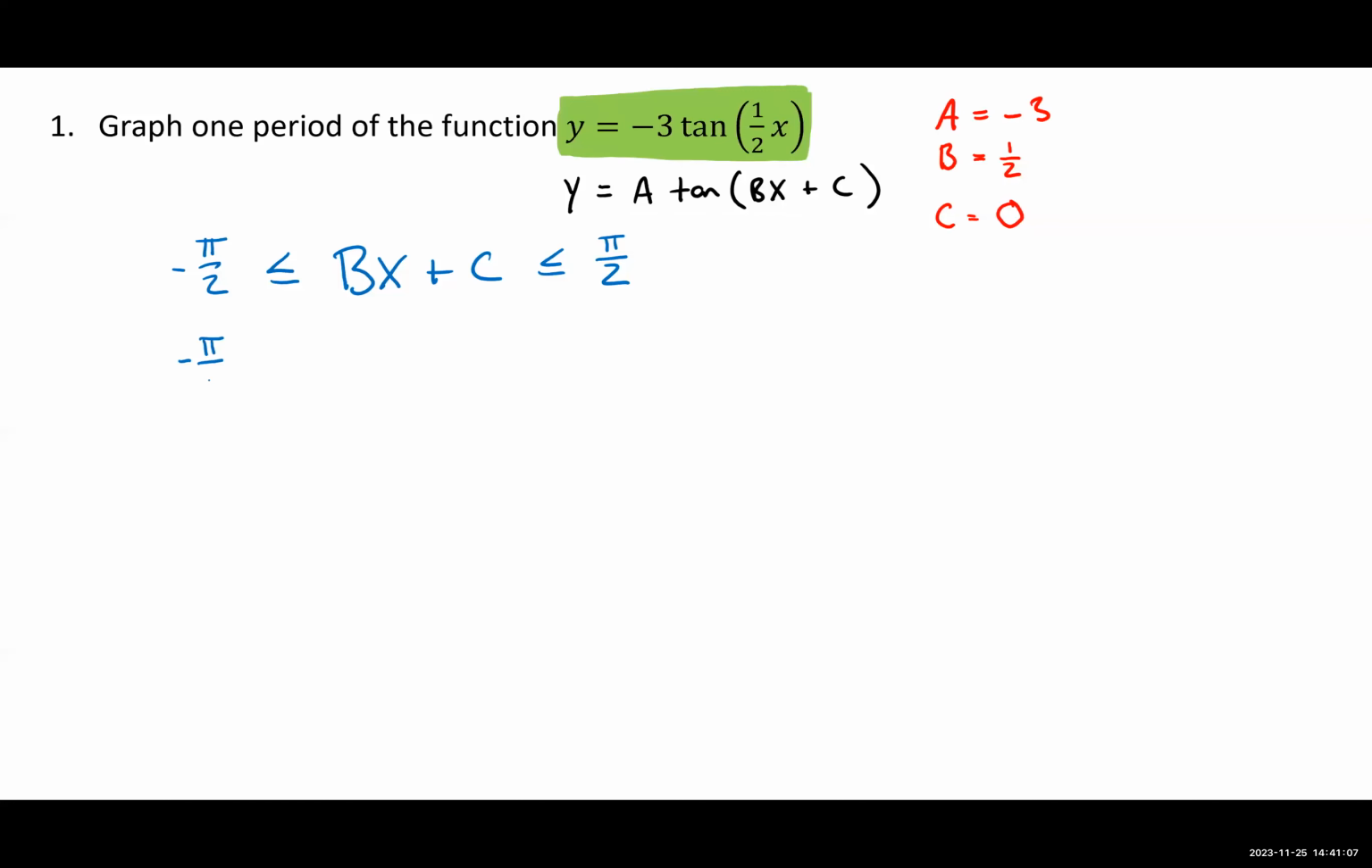We've got negative pi over 2 is less than or equal to, the b is a half, so that's 1/2 x. There is no c, or c is 0. So you could put a plus 0 if you want. Don't need to, but there's nothing wrong with putting a plus 0 there.